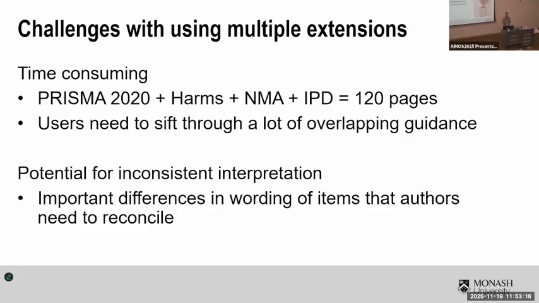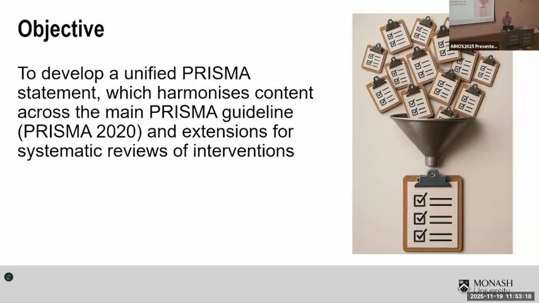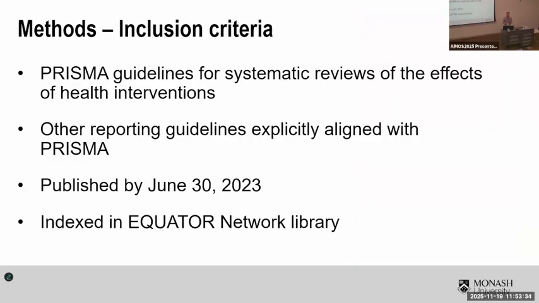So to help users deal with this, we've decided to create what we call the unified Prisma statement to essentially harmonize the guidance across the current main guideline, Prisma 2020, with the extensions for systematic reviews of interventions. So what we did, we included in this project all Prisma guidelines that relate to systematic reviews of the effects of interventions and excluded things like Prisma for scoping reviews or Prisma for diagnostic studies. We included some other guidelines that are explicitly aligned with Prisma. They had to be published up to the middle of 2023.